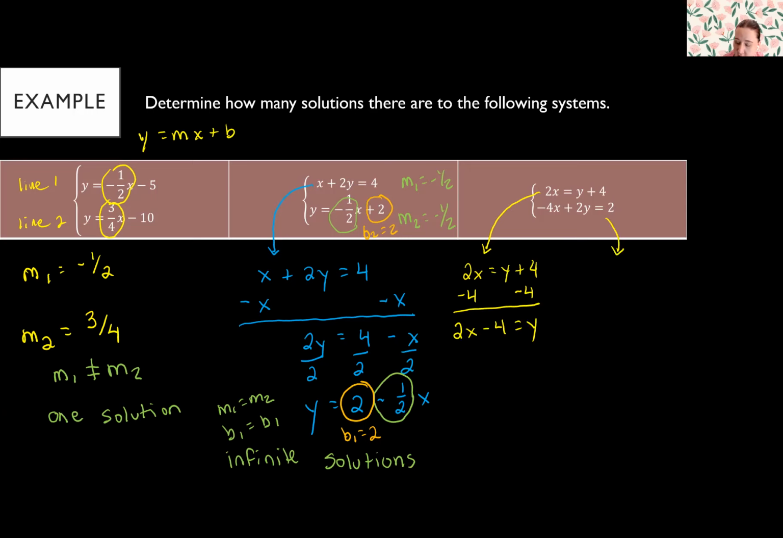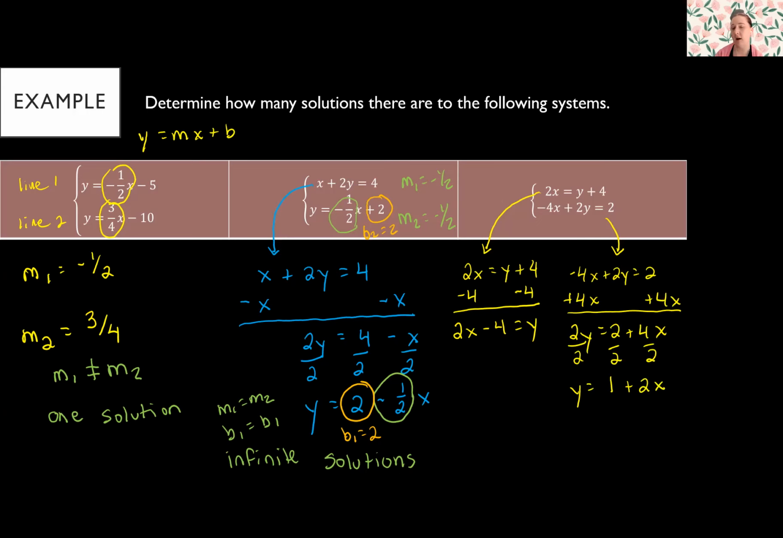Then I have my second equation, negative 4x plus 2y equals 2. And so we need to solve for y. First I'm going to add 4x to both sides. We have 2y equals 2 plus 4x. And then we divide everything by 2. And we get y equals 1 plus 2x.